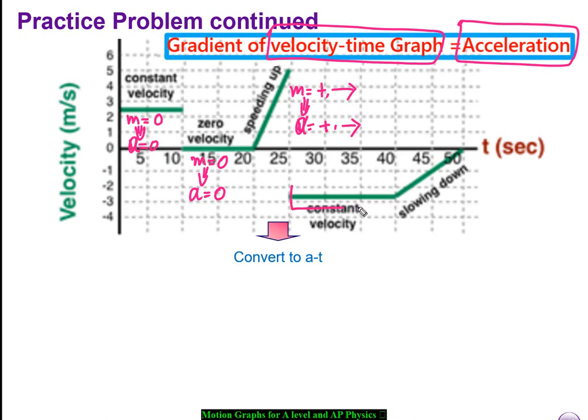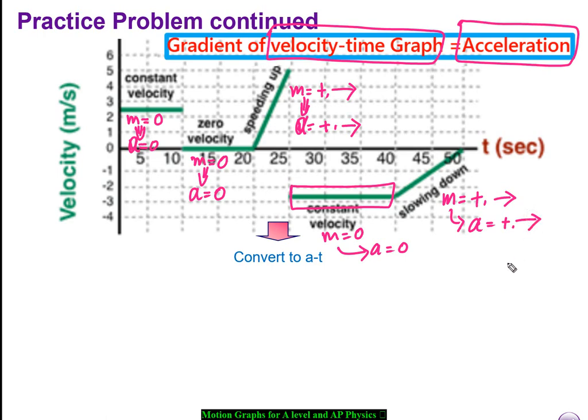Now how about here? What is the gradient of this line? This is simply gradient equal to 0. It simply means a has to be 0. How about the gradient of this line? M for this one, is the gradient positive or negative? So we can say the gradient is positive and the gradient is constant. So then how about acceleration? It has to be constant and it has to be positive.